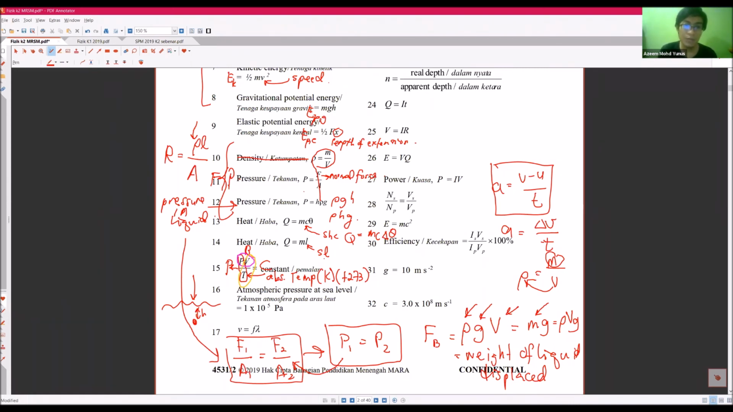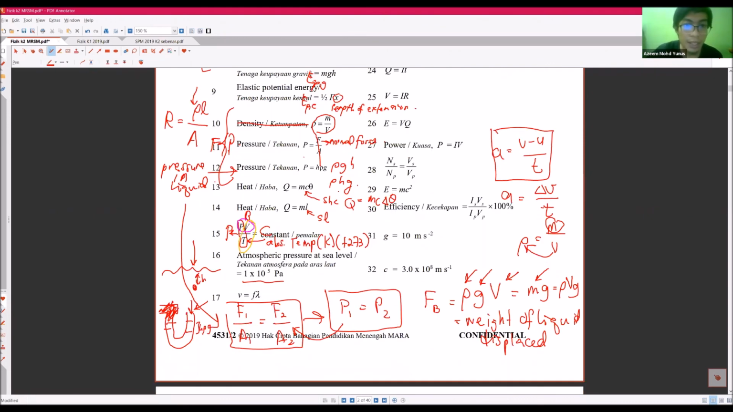What else do you want to know for atmospheric pressure? If both ends are open, both ends have atmospheric pressure. If this end here is connected to the gas, then you don't include the atmospheric pressure, only this, and then you add the h here. This is rho g h, the commonly known formula. Again, if not given, you need to look at the formula list. But usually in SPM the value is given in the question.